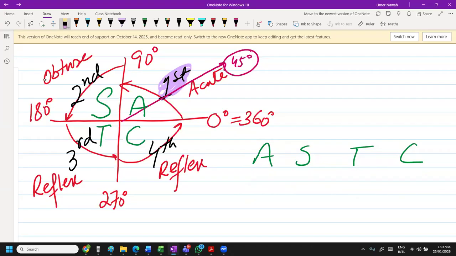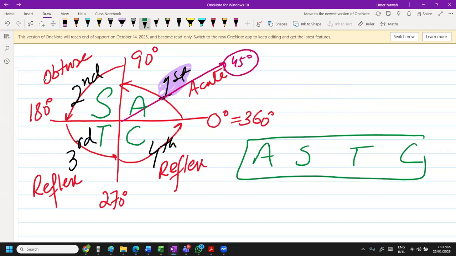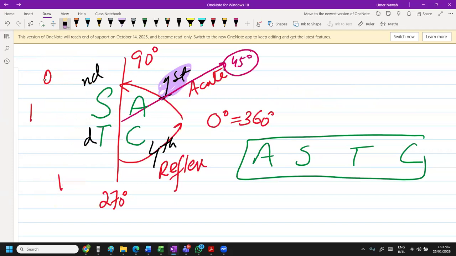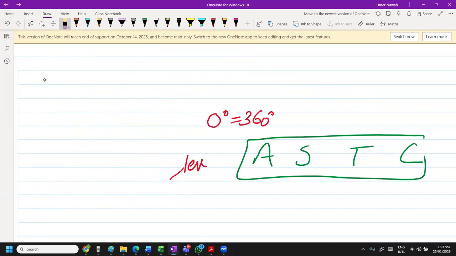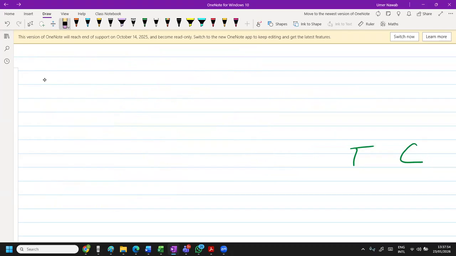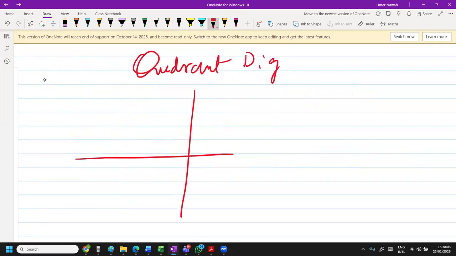So this is a quadrant diagram. This is called the ASTC diagram. Now there is another diagram I'm going to draw for you, and that is called a quadrant diagram. The ASTC diagram is done, but the second is the quadrant diagram. What is a quadrant diagram?